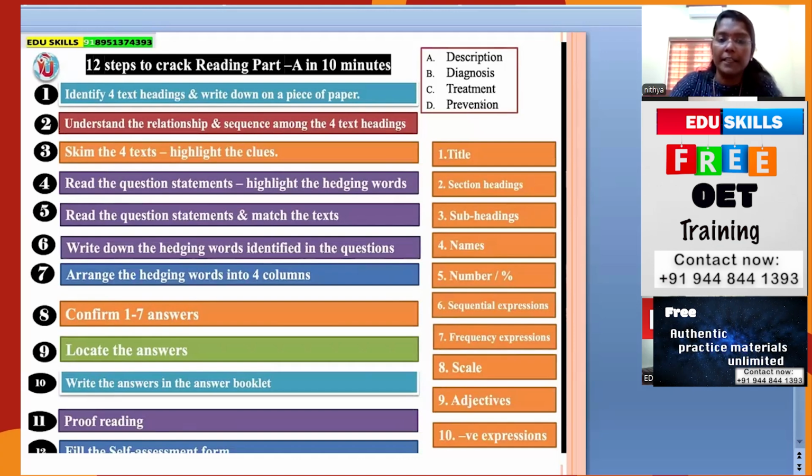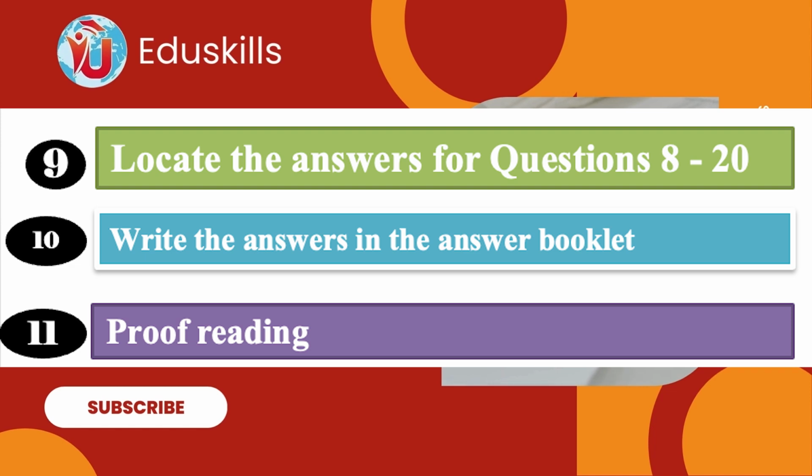Okay, sister. Already we have completed the eighth step, confirming the answers for 1 to 7, so don't go back to those. Next is to locate the answer. Then write the answers in the answer booklet. Then the proofreading. I will give the time and you have to do these 3 steps within that time. Is 6 minutes enough? We have already discussed the text, questions, and hedging words, everything. Okay, 6 minutes is enough. Yes, sister. You have to write the answer in the answer booklet and do proofreading also, after revealing the answers only. Then find the answer and write it in the answer booklet. Okay, start.